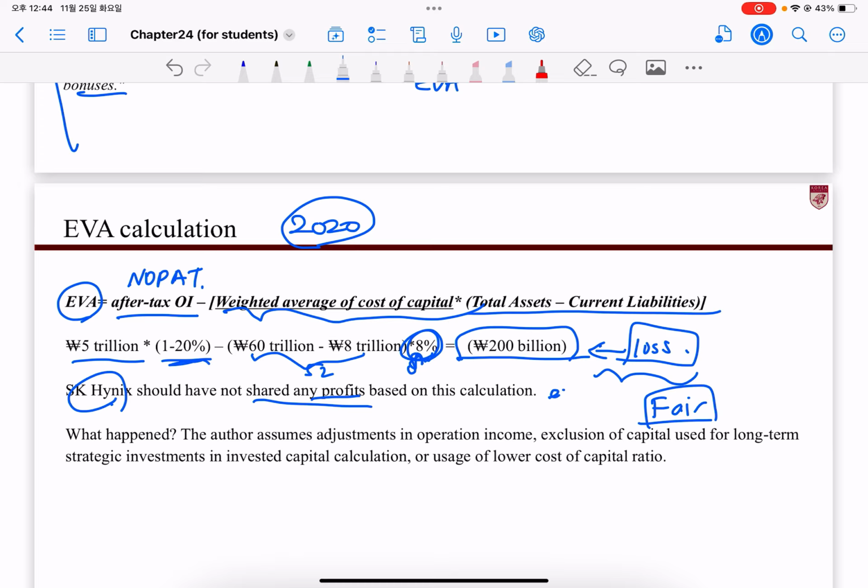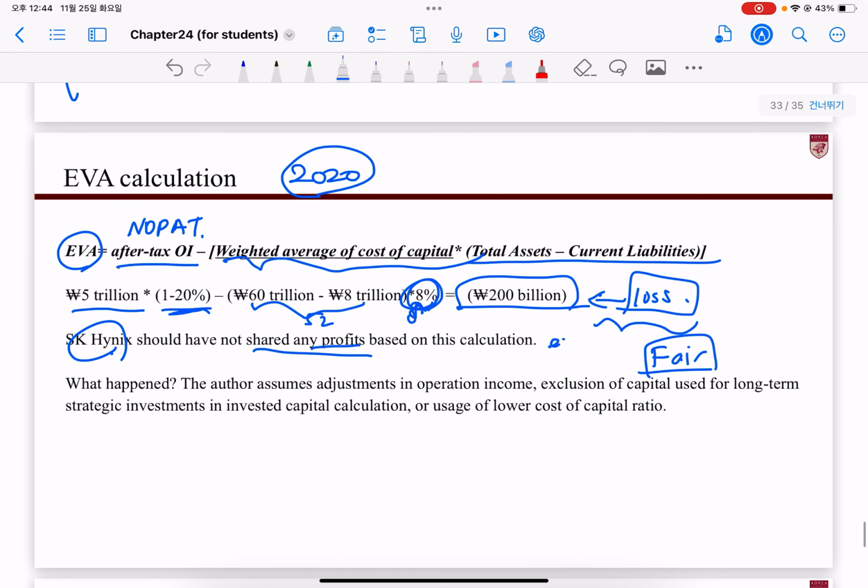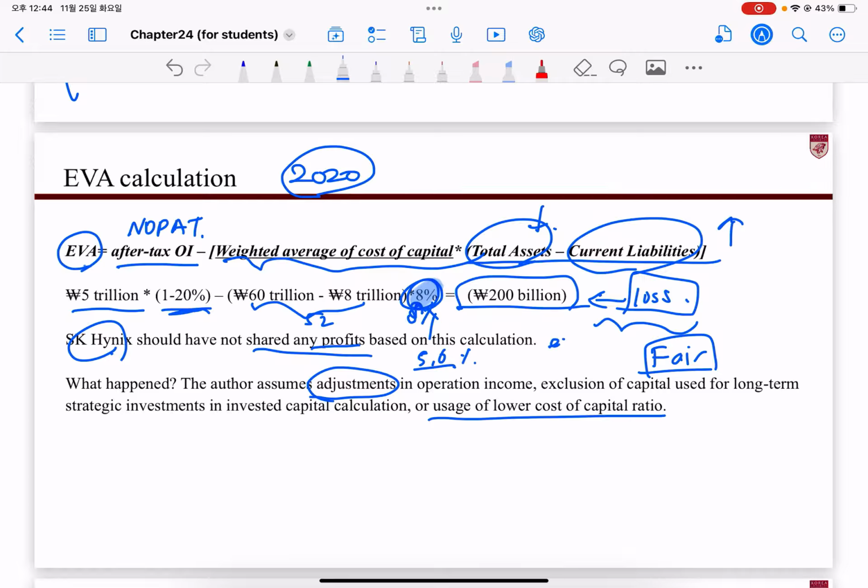Then what do you think happened? So the author of the book assumes that there may be some adjustments in this part, right? So WACC, weighted average cost of capital, may have been calculated like 5 or 6, some adjustments, right? Or they may have excluded some part in total assets to make it lower, or included more in current liabilities. So they may have made some adjustments so that they can have higher than 0 EVA, so that they can pay the employees.